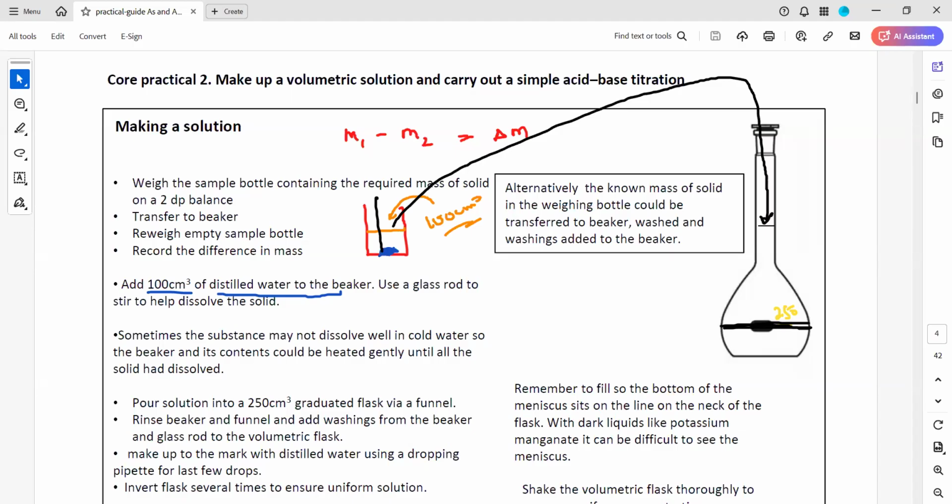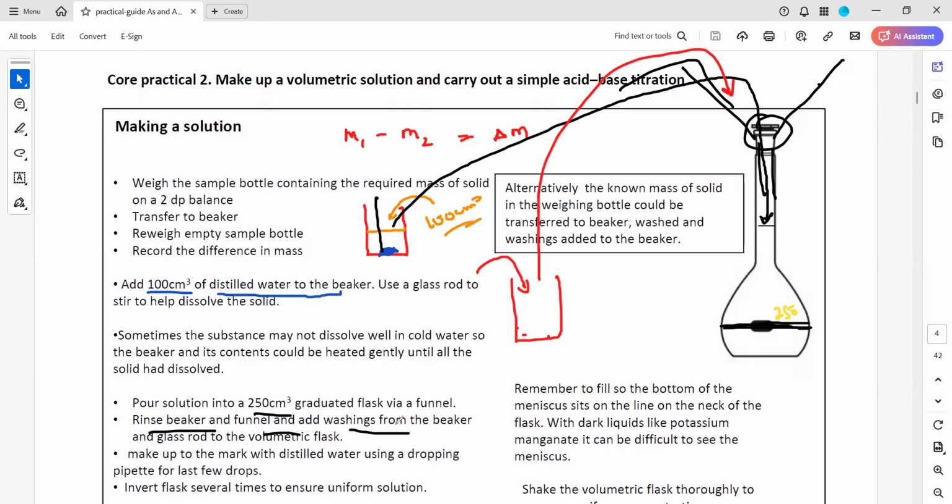Cm cubed and milliliters are the same idea. We pour the solution into a 250 cm cubed graduated flask via a funnel. We remove the lid of the volumetric flask, place a funnel here and transfer the solution using the funnel. Then we rinse the beaker and funnel and add the washings. Once the solution is transferred, the beaker looks empty, but some is still there, so we add deionized or distilled water and transfer that again.